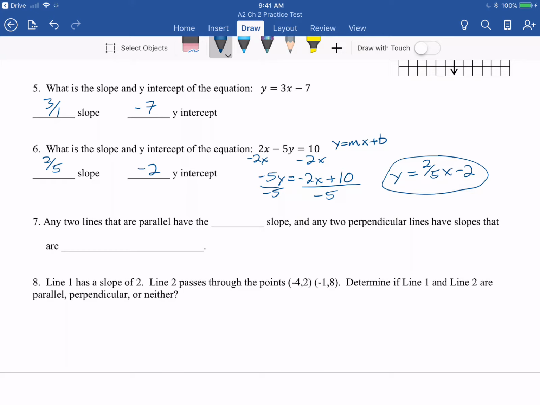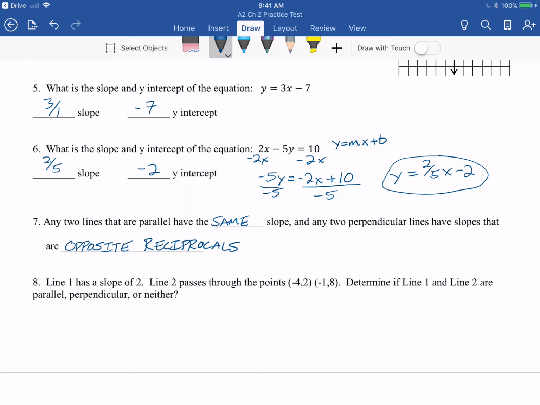Number 7, this is going to be the exact same question on your test. Any two lines that are parallel have the same slope, and any two perpendicular lines have slopes that are opposite reciprocals.